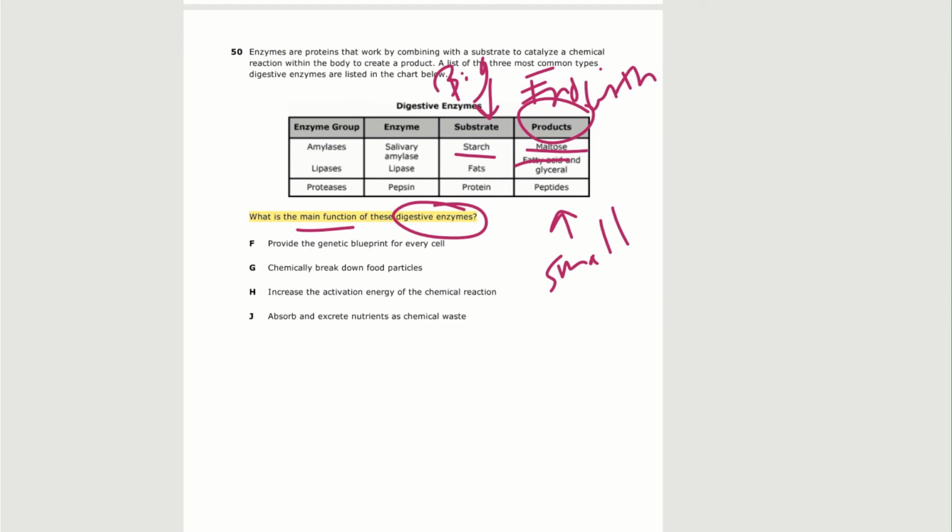So provide the genetic blueprint for every cell. Wait, what? Isn't that DNA? That's confusing. That's not it. Chemically break down food particles. Well, if it's breaking down, it probably gets smaller, right? So that one sounds right. Increase the activation energy of the chemical reaction. What did we just say enzymes do? Do they increase the activation energy that is needed to start? No, guys, they decrease it, right? Because they're helpers. Absorb and excrete nutrients as chemical waste. I don't know about waste or absorbing. So G is your answer.